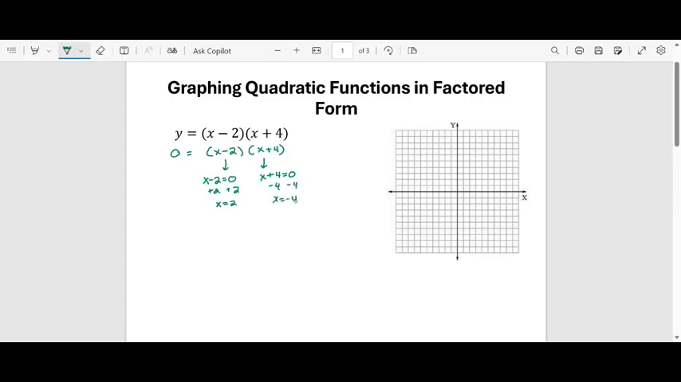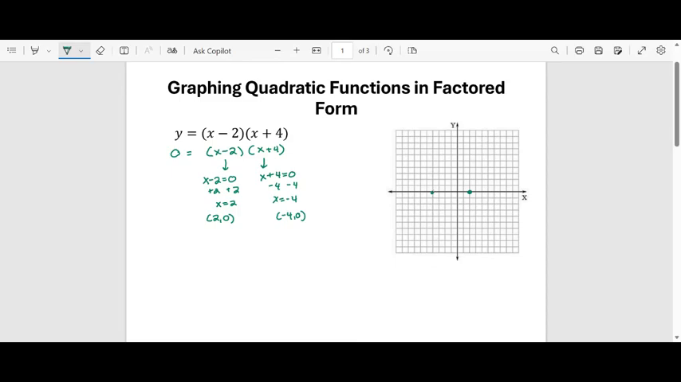And once we have those two values, we know that our x-intercepts are going to be at (2, 0) and (negative 4, 0). Let's go ahead and graph them on our coordinate plane. So to graph 2, we'll go to the right 2 and draw a dot. To graph negative 4, we'll go to the left 4 and draw a dot.